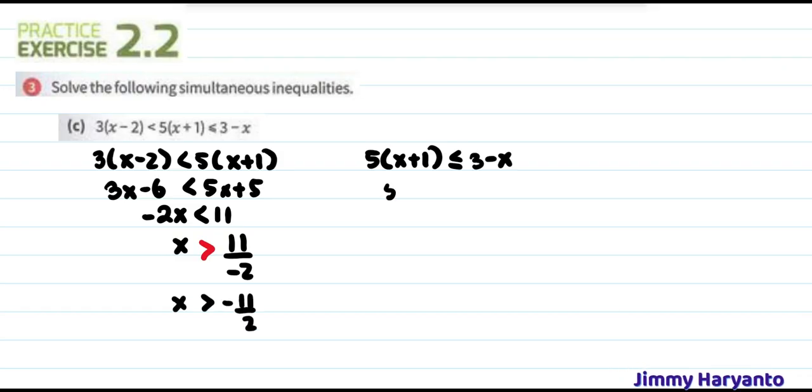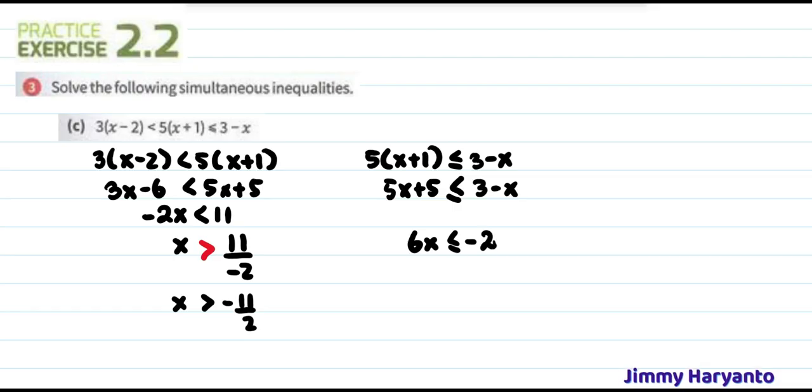And then for this one is 5x plus 5 less than or equal to 3 minus x. I will move the negative x to the left hand side. 5 plus 1 equals to 6x. And then I will move the 5 to the right hand side. 3 minus 5 equals to negative 2. So x is negative 2 divided by 6. So x is less than or equal to negative 1 over 3.